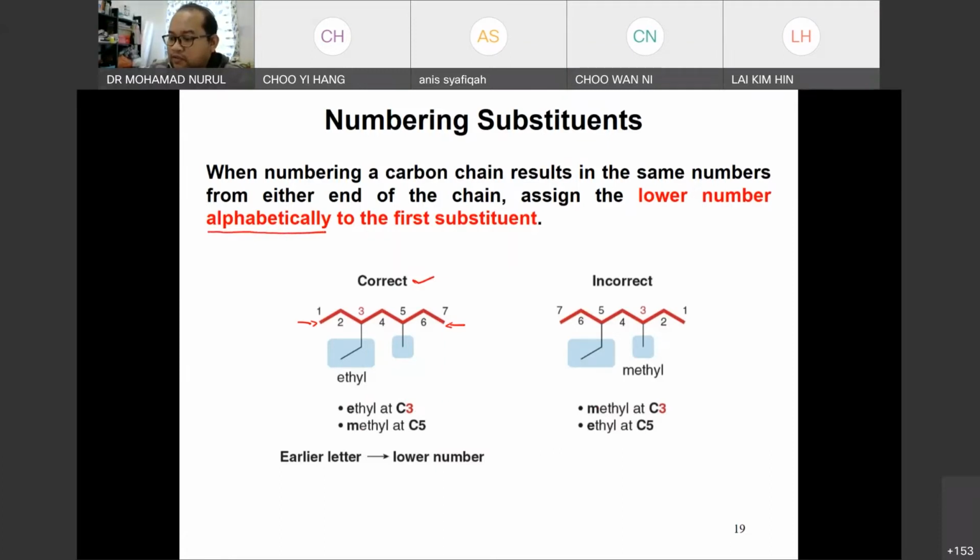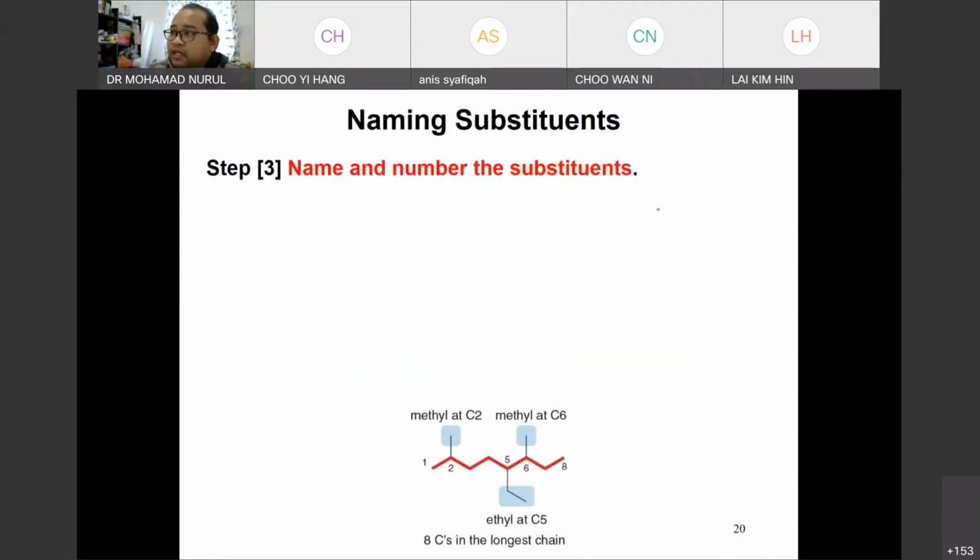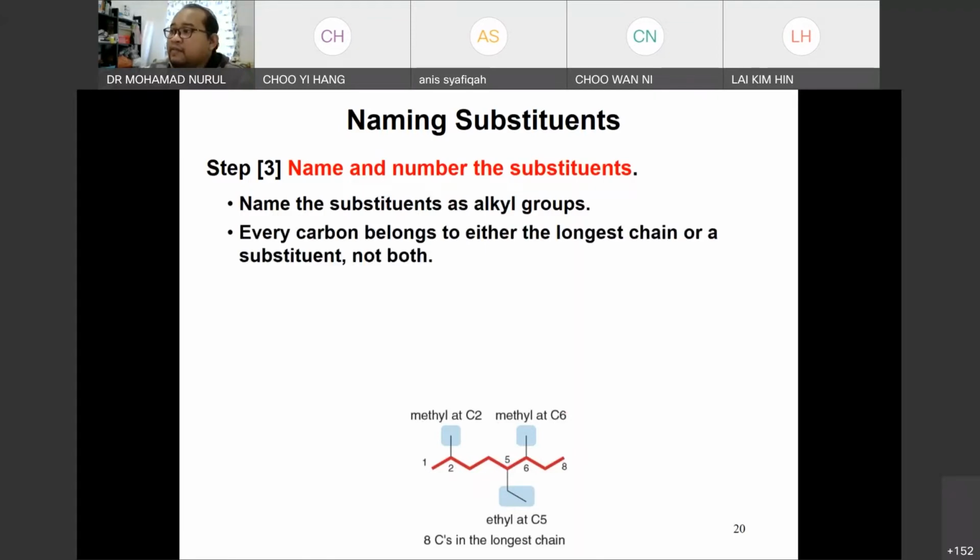So the third step: name the number of substituents. Name the substituent as alkyl groups. In this example we have three substituents: the first one is methyl, the second one is ethyl, and the third one is methyl also. The longest chain is carbon 8, eight carbons. Every carbon belongs to either the longest chain or the substituents, not both. Faham ni perkataan ni?